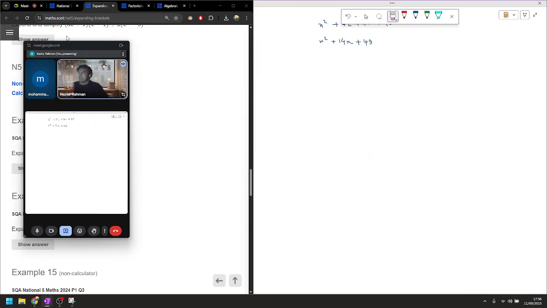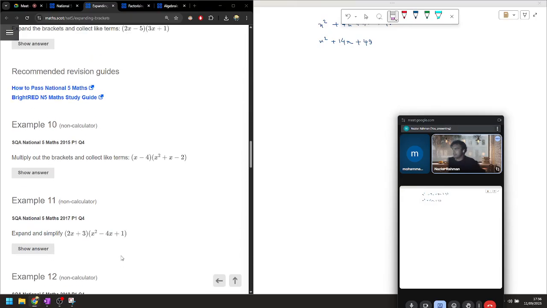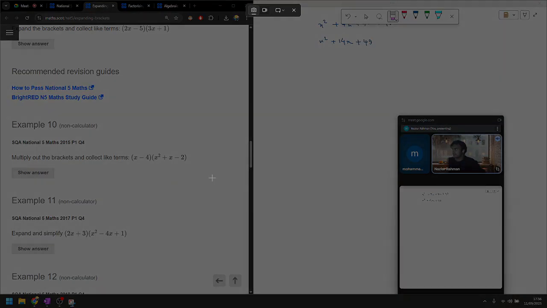Okay. The last type of question that you need to learn about, that you need to know, is when you have one bracket with 3 terms in it. So something like this, for example.